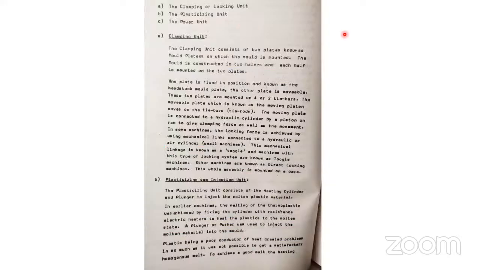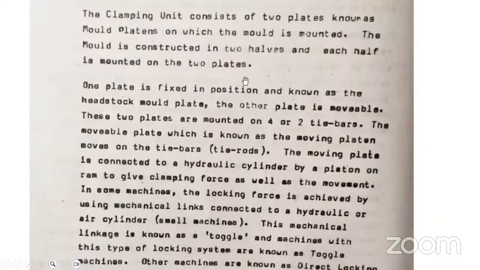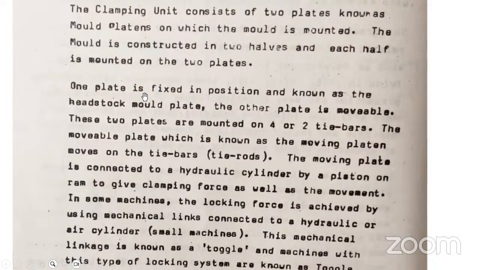Now, see now here, any machine has 3 major zones: the clamping unit, the plasticizing unit, the injection unit, and the power unit. That is, drive systems. The clamping unit consists of 2 plates known as mold platens that we have seen already, the fixed platen, the stationary platen, and the movable platen. The mold is constituted in 2 halves. Each half is mounted on the 2 plates. That also we have seen.